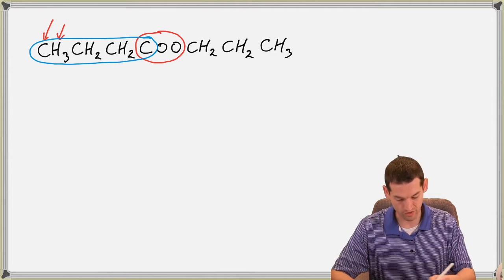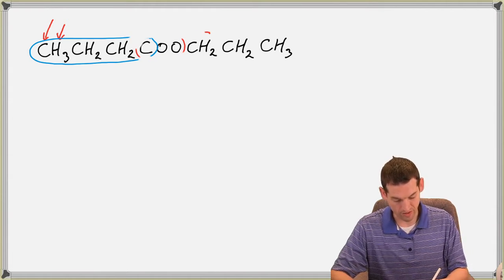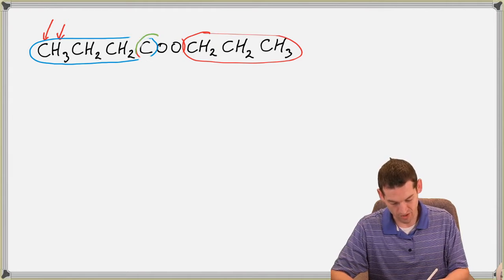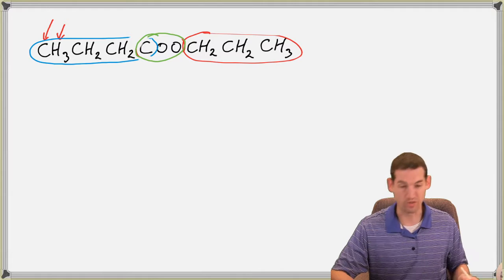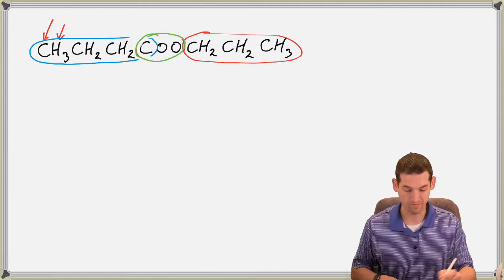I guess I should have drawn that. Circle that in green if I'm keeping with our color scheme here. The branch would have been this string of carbons, and the COO would be the clue, the evidence that would tell me that this is an ester.